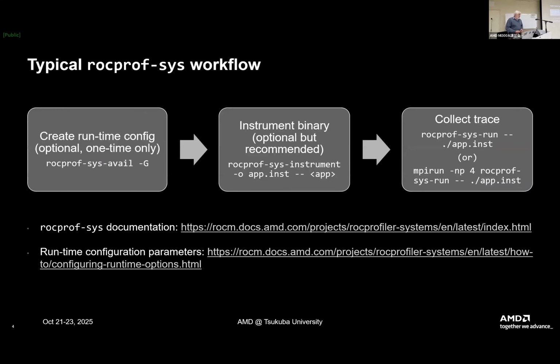So typically what we do is we first configure the system for what data we want to collect, because there's a lot of options. And so you generate the output with -G, it's going to give you a list of all the things you can collect, and you can select which ones. Then we're going to instrument the binary.